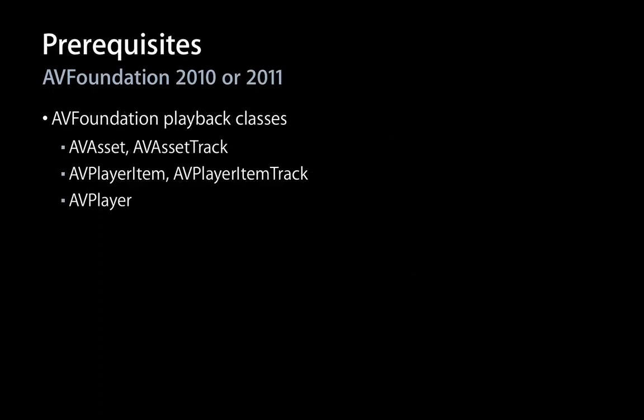There are some prereqs for this session. We'll need familiarity with the objects that I introduced at this session last year. The static model objects, AV asset and the AV asset track. The dynamic playtime objects, the AV player item and the AV player item track. And you'll also need to be familiar with the media controller, the AV player.